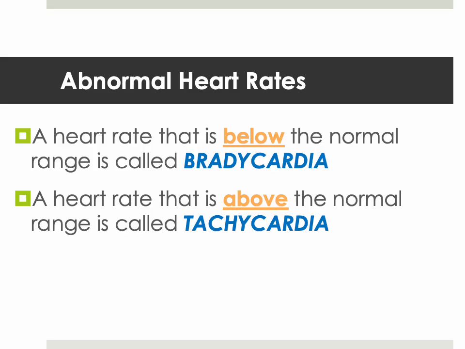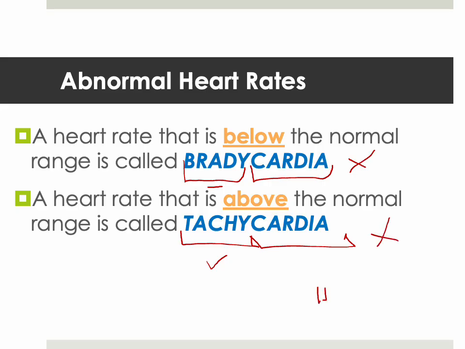Abnormal heart rates. This is very straightforward, guys. Brady will always mean slow with regards to the heart. So if it's below the normal heart rate, it will be bradycardia. If it's above, it will be tachycardia. Tachy is fast, brady is slow. Bradycardia, slow heart rate. Tachycardia, super fast heart rate. Of course, we don't want either one. We want our normal heart rate.